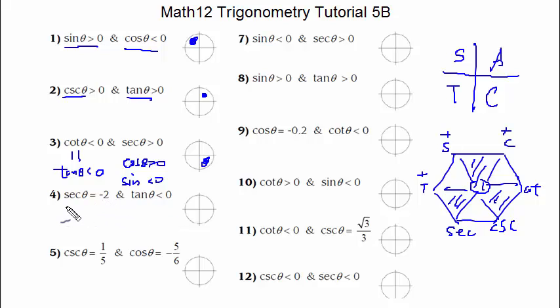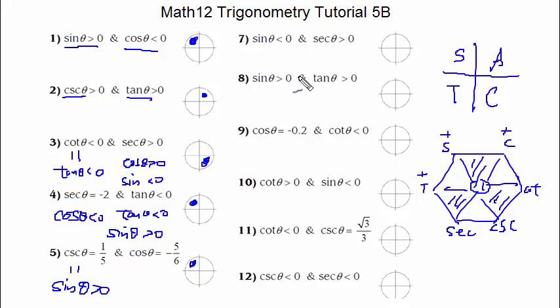Secant theta equals negative 2, tangent theta less than 0: secant less than 0, tangent less than 0. Secant less than 0 means cosine theta less than 0. Tangent theta less than 0 means sine theta must be bigger than 0. Sine bigger than 0, cosine less than 0, so it must be the second quadrant. Cosecant positive, cosine negative: cosecant has the same sign as sine, right? Sine theta bigger than 0, cosine theta less than 0 will be second again.